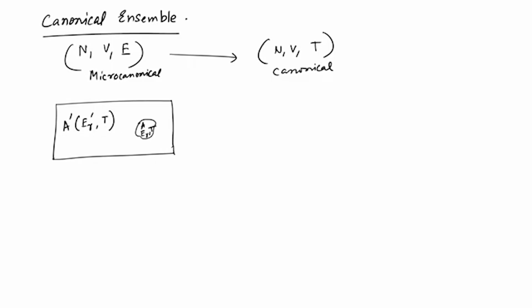The accessible energy levels are E r prime for this system outside, and A 0 is the total system, which is again isolated, or rather not interacting with anything else, and then your system is A. All right. So, the total energy of the system is E r plus E r prime. This is equal to E 0, and E 0 is a constant.